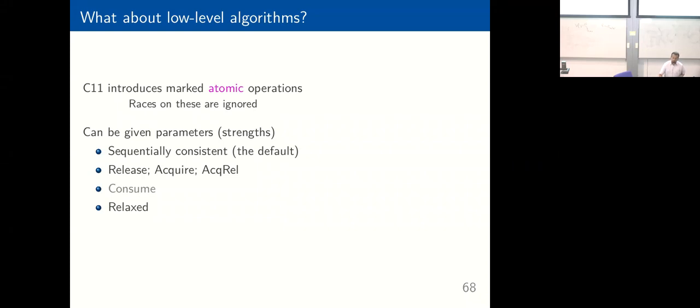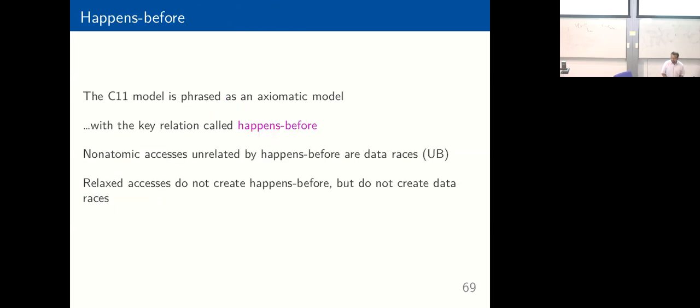Right, how does C11 think about its memory model? It thinks about it in an axiomatic model kind of way. Axiomatic models, as we just saw, have memory operations, events corresponding to said memory operations, and binary relations over them.